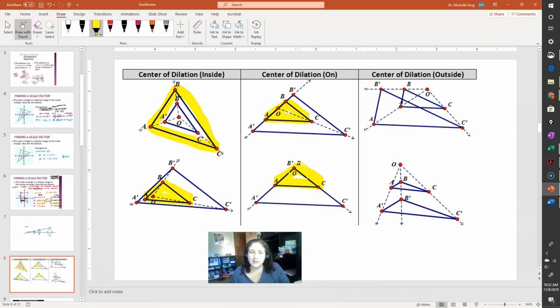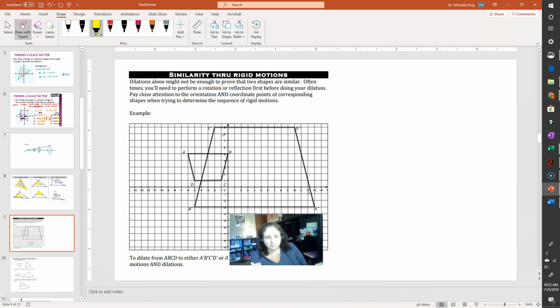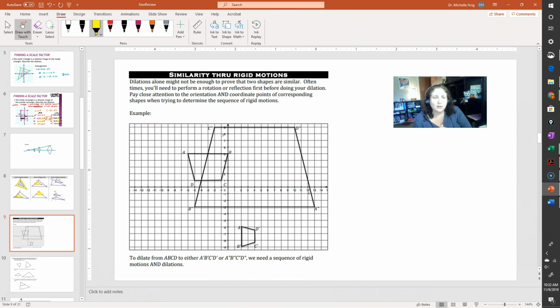Okay, so in this case, B would be our center of dilation in this bottom one. And then sometimes centers of dilation are outside, like in this case, point O would be the center of dilation. Those are just different examples, but we've talked about that in class already. All right, moving on. Dilations alone might not be enough to prove two shapes similar.